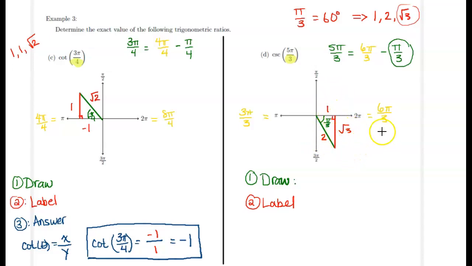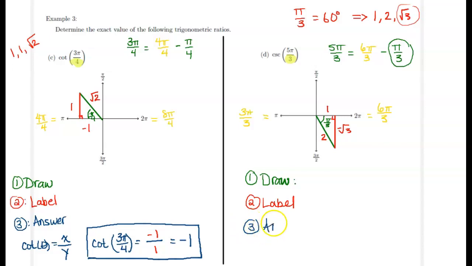Okay, but let's not forget those negatives. This is my x component, but the x's are positive here, so that's good. But my y component, this is where the negative y's are. That's going to be negative root 3.